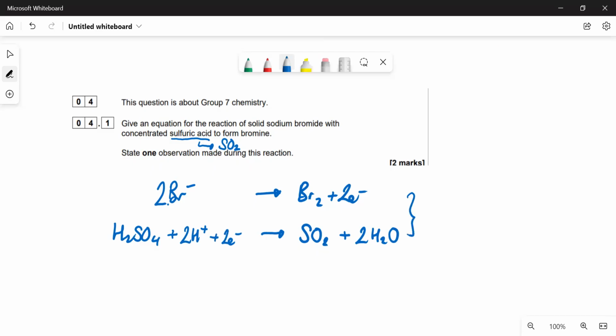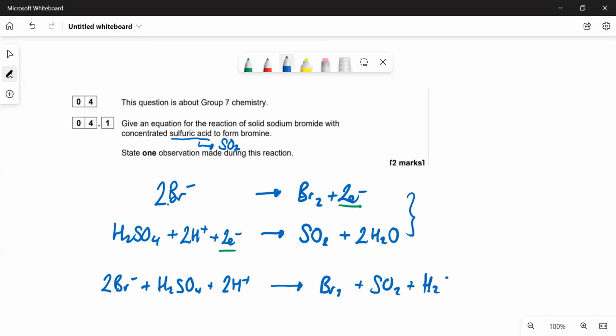Now I can combine these two half equations into a full equation. I don't need to multiply anything because they've both got 2 electrons. So simply the reaction will be 2Br minus plus H2SO4 plus 2H plus goes to Br2, SO2, and H2O. If you look in the mark scheme, it's perfectly acceptable to write an ionic equation. That's probably what I would write.